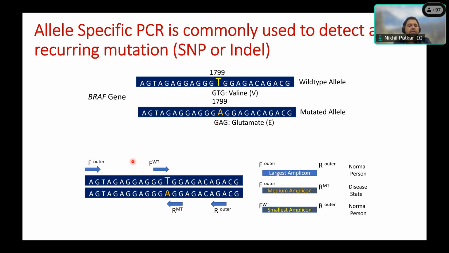So you can see here that both the outer amplicons amplify a largest amplicon. If the mutation is present, the outer primer amplifies with the reverse mutant specific primer to result in a medium mutant specific amplicon, and then you have a wild type specific primer and an outer primer, which result in a normal amplicon. So this is what you would get in a normal person, these two amplicons. But in a disease state, you would also get a mutant amplicon.